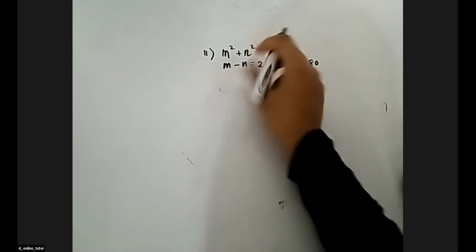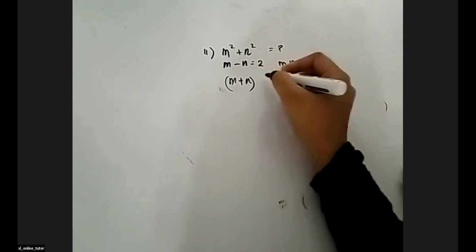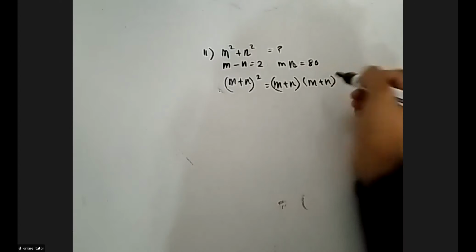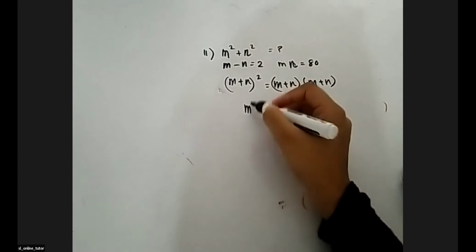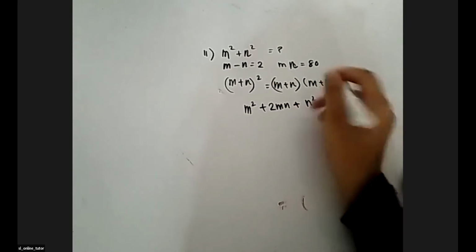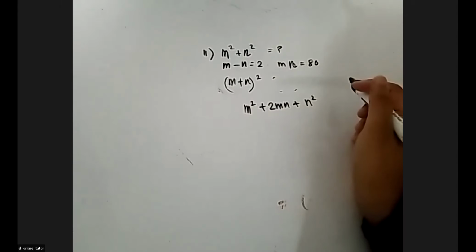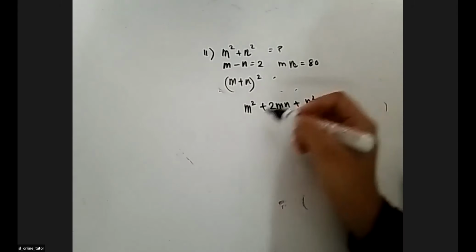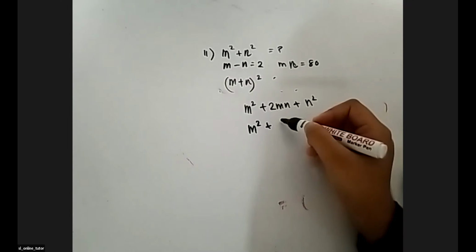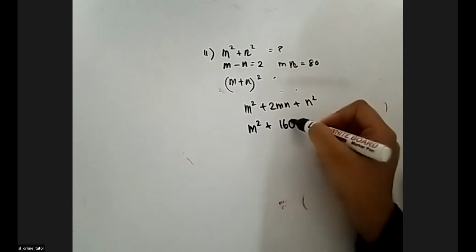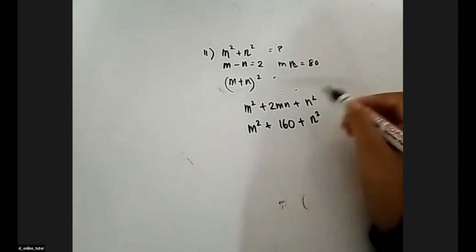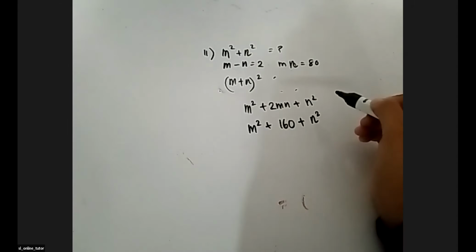So if we expand this one, how can we expand m plus n? Okay, m plus n into m plus n. Yes. So we get m squared, square of the first term, plus twice the first term, the second term, plus square of the second term. So we can get in this way. Now what can we write? M squared. We don't know what is m squared, right? Then 2mn, 2 times 80. So 2 times 80 means you get 160 plus n squared. N squared also we don't know. So we can equalize this for what value?